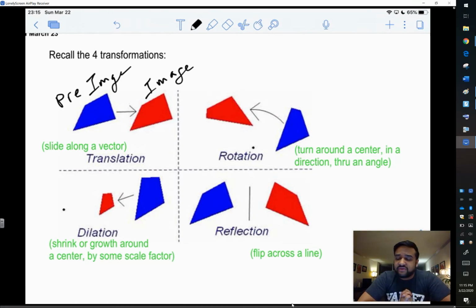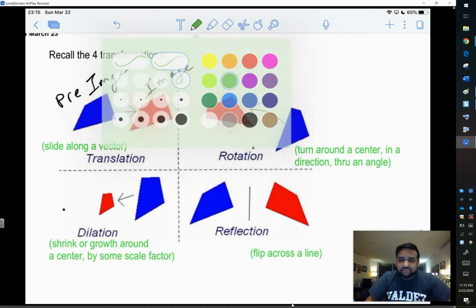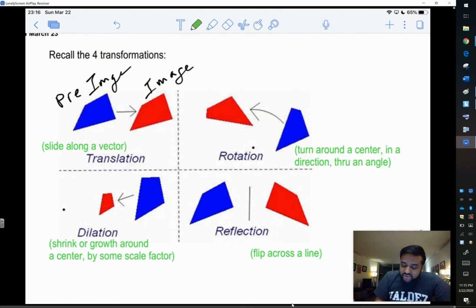Direction matters significantly. So with this particular one, one way to figure out the kind of rotation it is, is to connect corresponding vertices to the center. And that looks like it's roughly, if I drew that better, probably closer to a 90-degree angle. And it's moving in the counterclockwise direction. So we would say this is a 90 degrees counterclockwise rotation around this fixed point of rotation.